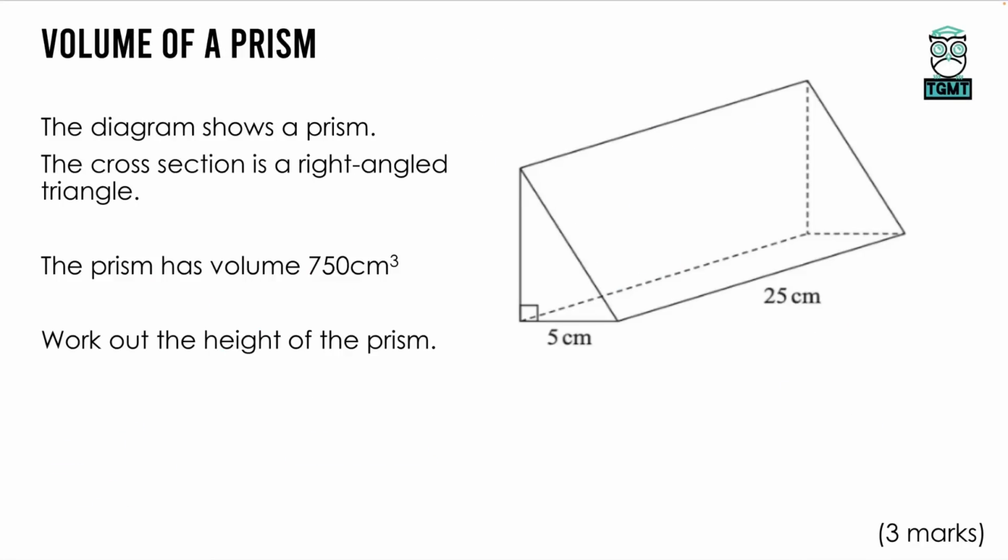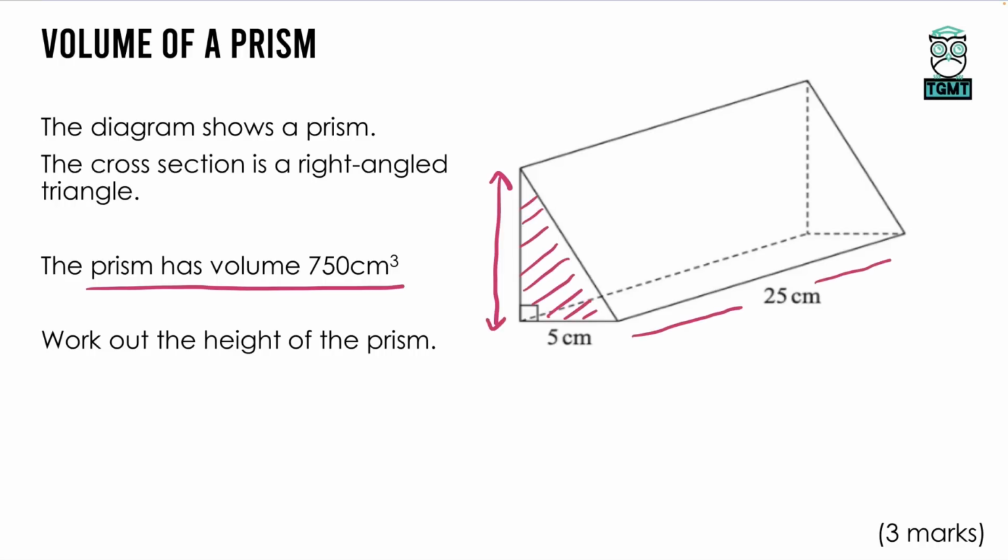Okay, so looking at the volume of a prism. Now we have mentioned working out the volume of a prism in a previous question. However, this one here has actually given us the volume. It says here the prism has a volume of 750 centimetres cubed. Look at the height of the prism. So the height is this part here, and it does tell us in the question the cross-section is a right-angled triangle.